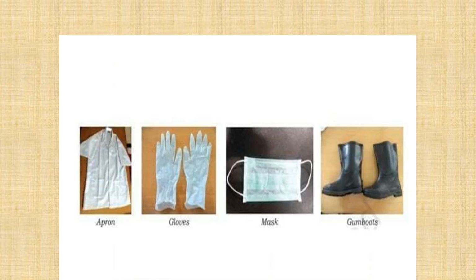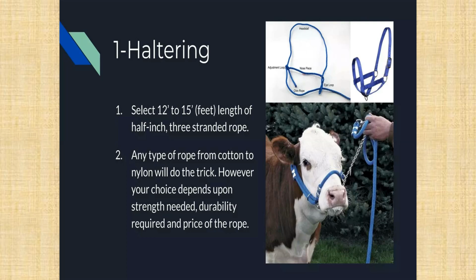Then apart from this, we need to wear a very good apron, then gloves, proper gloving, and also a mask, because many times the disease may be of zoonotic importance. Hence one needs to wear gumboots, because sometimes the limbs of the animals may land on the foot of the person who is restraining the animal and cause severe injury. Hence, better to use all such equipment.